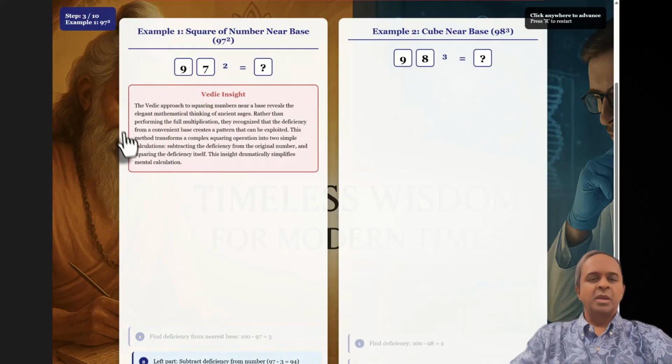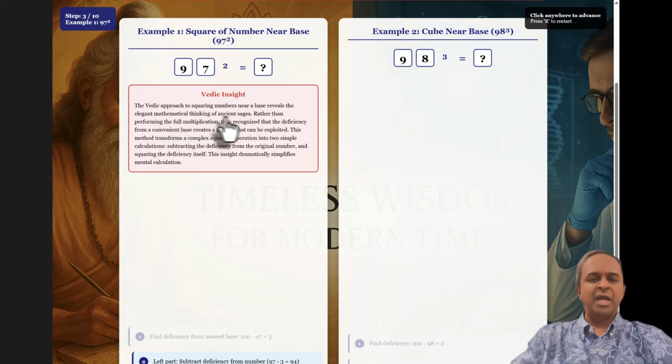So the Vedic approach to squaring numbers near a base reveals the elegant mathematical thinking of ancient sages. Rather than performing the full multiplication, they recognized that the deficiency from a convenient base creates a pattern that can be exploited. This method transforms a complex squaring operation into two simple calculations: subtracting the deficiency from the original number and squaring the deficiency itself. This dramatically simplifies the mental calculation.